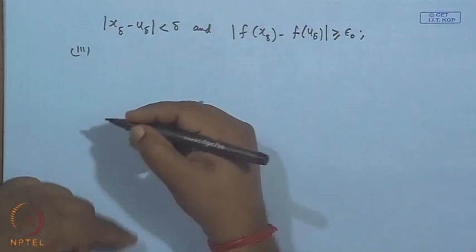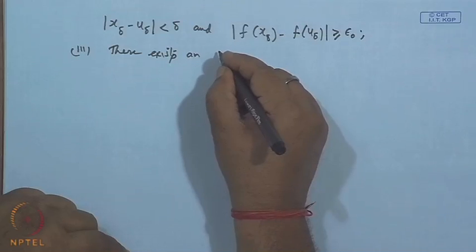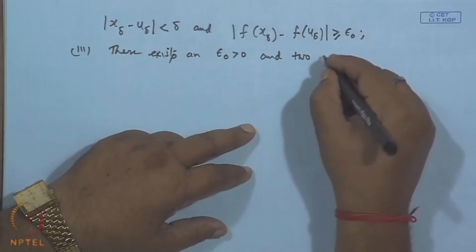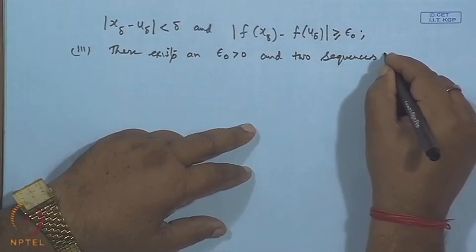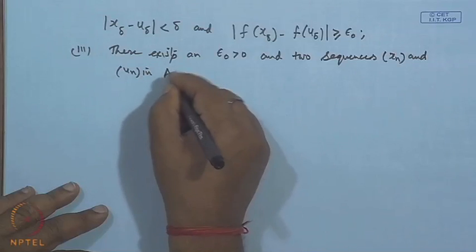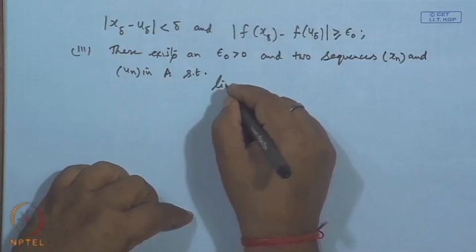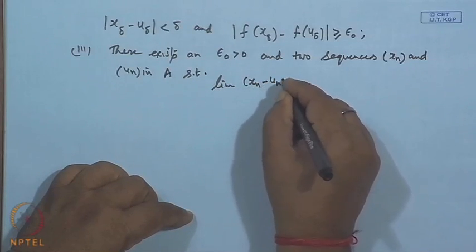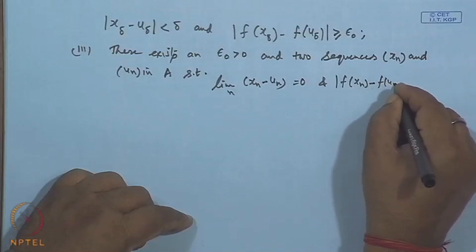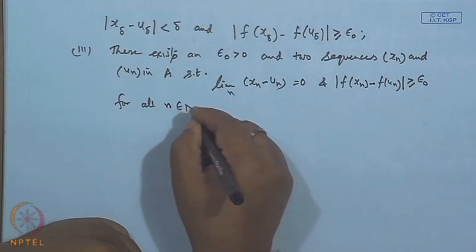And the third statement says there exists an epsilon naught greater than 0 and two sequences, say x_n and u_n, in A such that the limit of x_n minus u_n as n tends to infinity is 0 and the mod of f of x_n minus f of u_n is greater than or equal to epsilon naught for all n belonging to capital N.